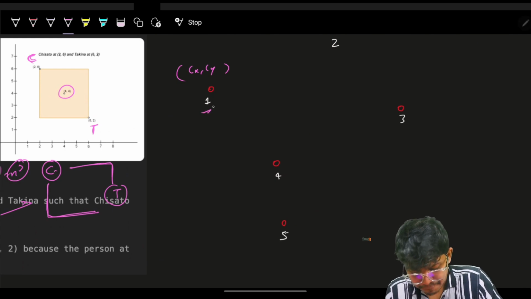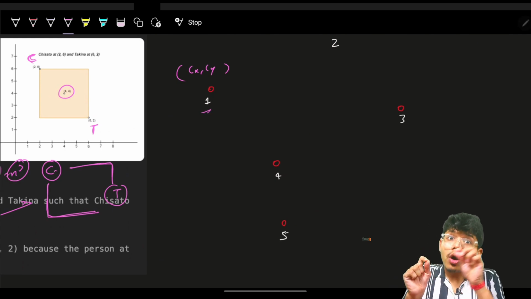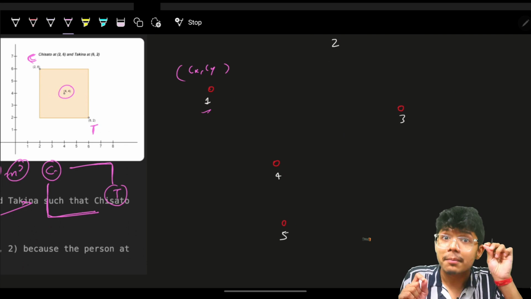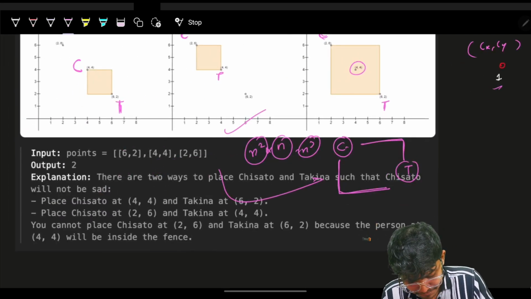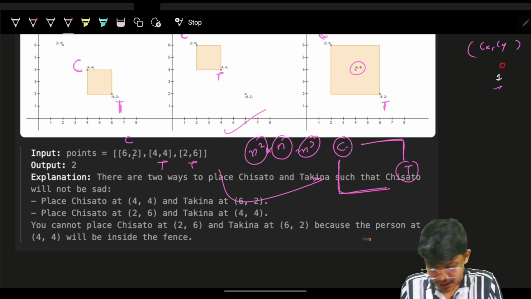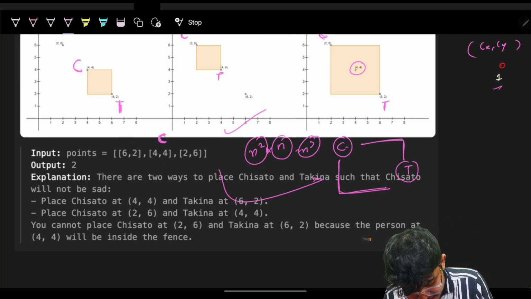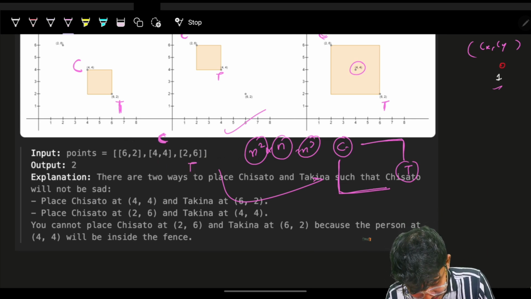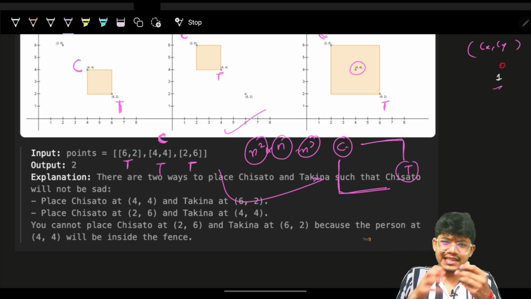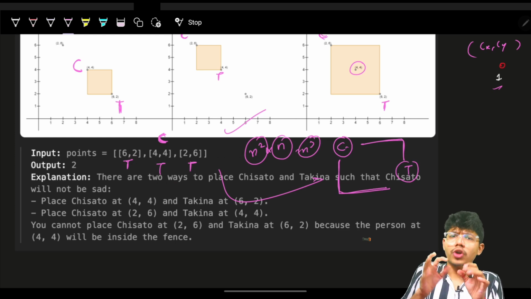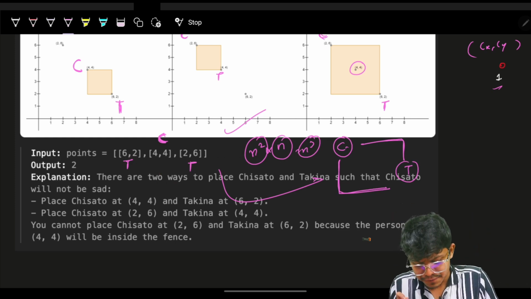So we will have one point. Again, we will try for all possible n square pairs. Remember, mark my words, I'll try for all possible n square pairs. If I have my C here, I'll try my T here also, I'll try my T here also, I'll try my T here also, but C and T can never be the same. So for sure I'll mark: okay if C is not equal to T.